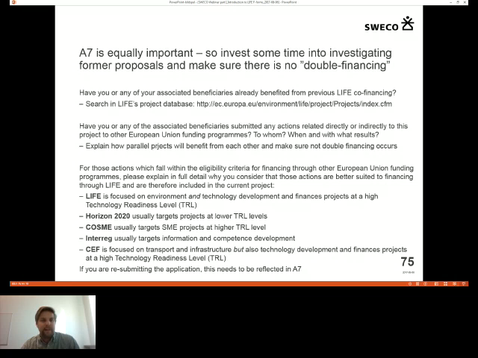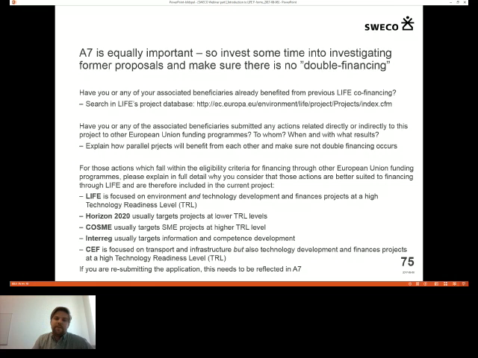So Life, as you know, is focused on environment and technology development, and finances projects at a relatively high technology readiness level. If you are at a lower technology readiness level, probably your project is more fit for Horizon 2020. Not always, but usually this is the case. Horizon 2020, in the different calls, is explicit on which TRL level they are looking for. If you have a higher TRL level, usually COSME, which is for small and medium-sized enterprises, is a better option.